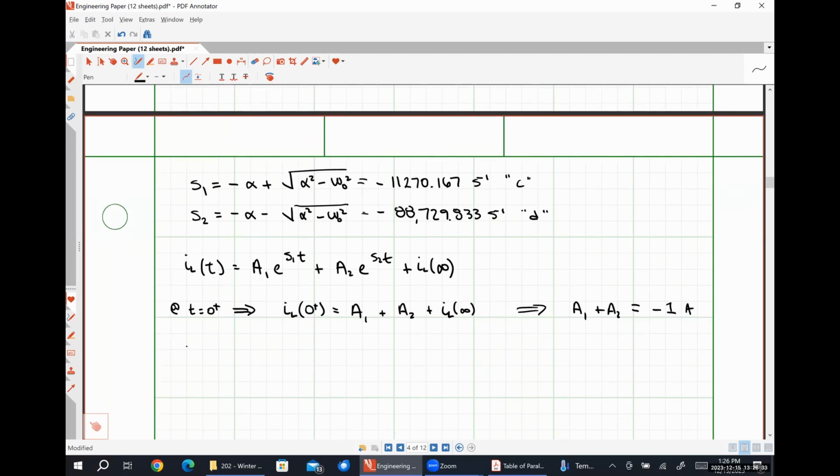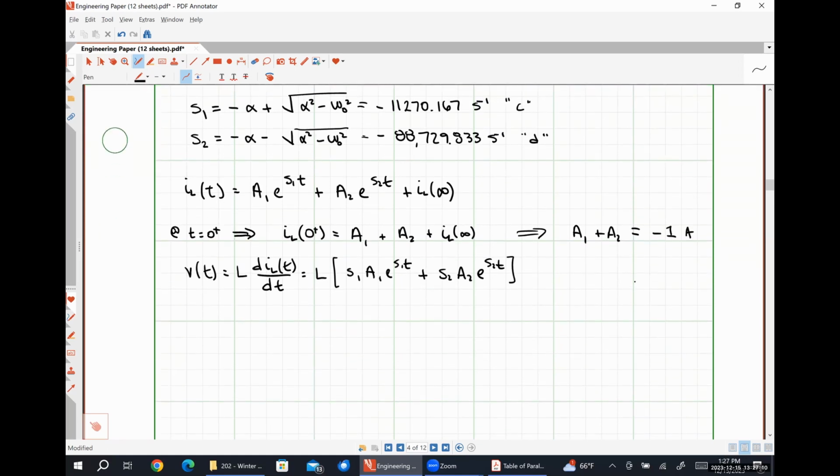Using our table, we can say that V is L times DI by dt, which is going to be L multiplied by, and now I'm going to look at the derivative of Y in my table. So I'm going to have S1 A1 e to the S1t plus S2 A2 e to the S2t, like so. At t is equal to 0 plus, this is going to reduce to V at 0 plus will be equal to L times S1 A1 plus S2 A2.